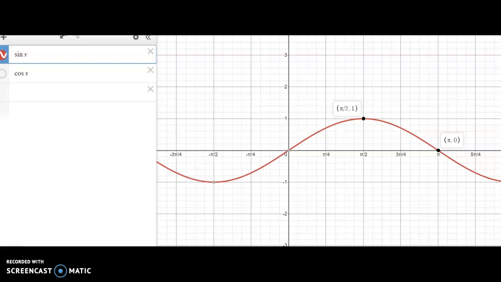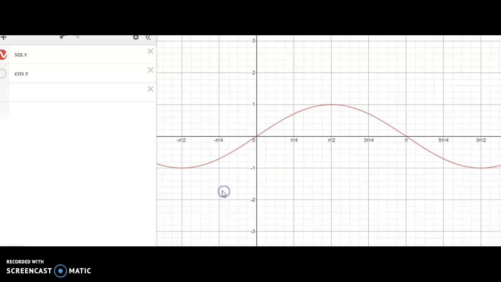Hey guys, today we're going to talk about sine and cosine functions. This is not the ideal way that I wanted to teach you guys about this, but since we are on limited time, this is as good as it's going to get. So this is the sine function.